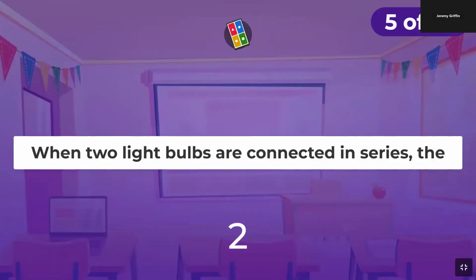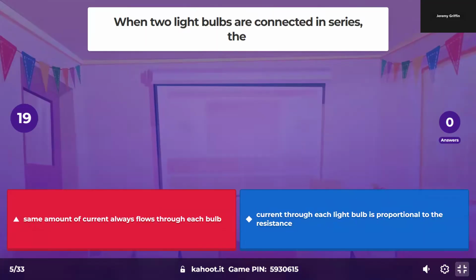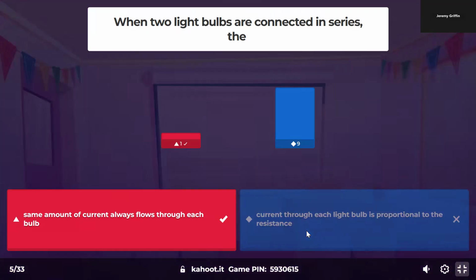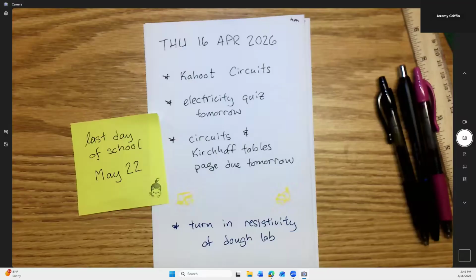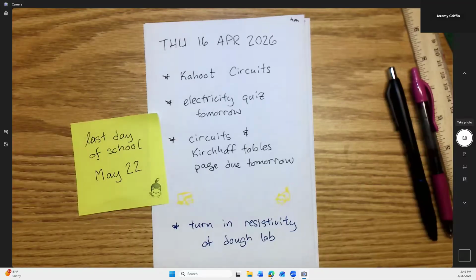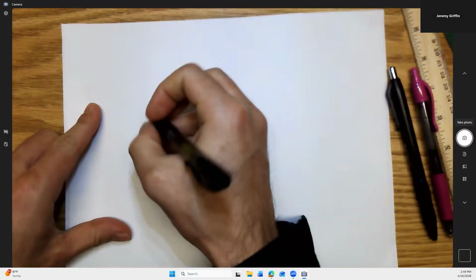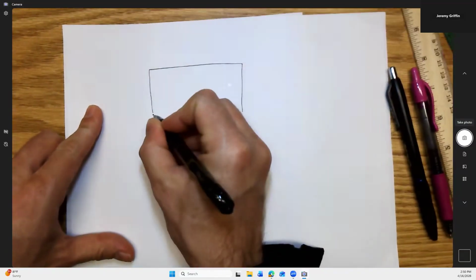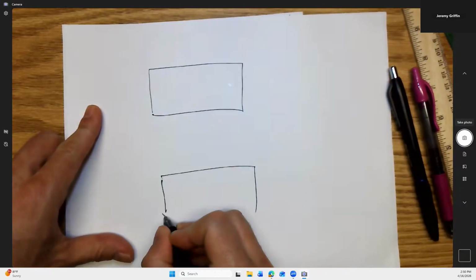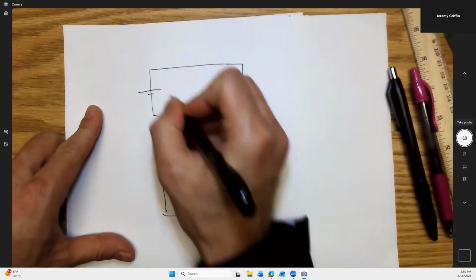When two light bulbs are connected in series, one after another, is it the same current that always flows through each bulb? Or is the current proportional to the resistance? In series, which way? Oh, one winner. So, here, okay, all right. Let's go draw this out here. So, guys, it said series. So, here, I'll draw a couple of circuits. I'll do a series and a parallel. And I want you guys to tell me which is which here. Let's get a battery going.